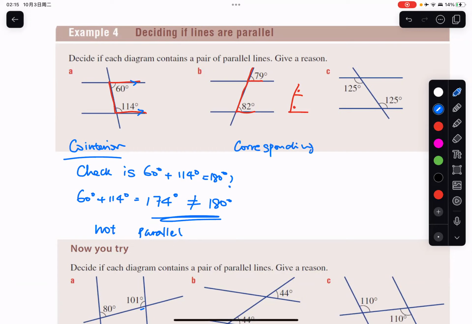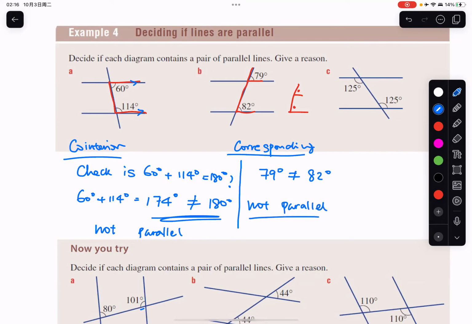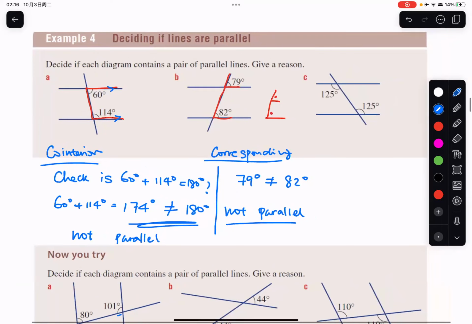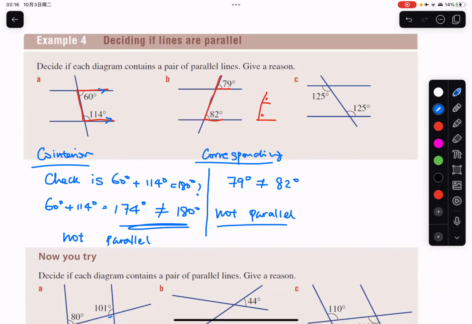Okay, so for corresponding angles, we just need to check, do they equal each other? So check 79 degrees. That doesn't equal 82 degrees, so they're not parallel. Very straightforward. The keywords are that you need to remember those three properties.